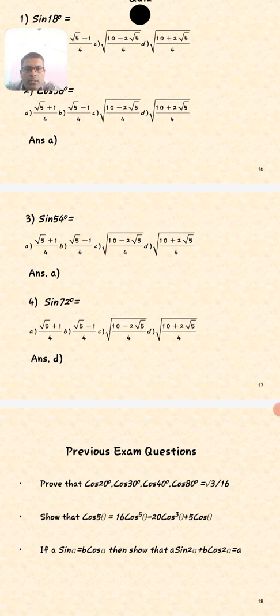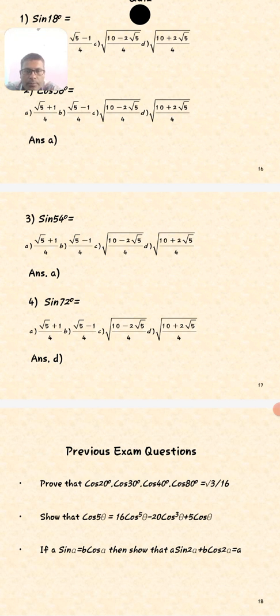You see the second question: show that cos 5θ = 16 cos^5 θ − 20 cos^3 θ + 5 cos θ. Here, how to write cos 5θ? Express cos 5θ in the format using the multiple angle formulas. Cos 5θ is cos of 2θ plus 3θ. Now we apply the cos(A + B) formula.